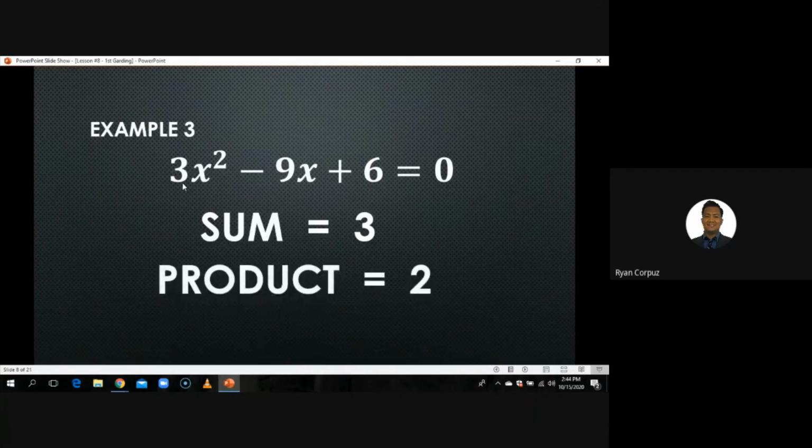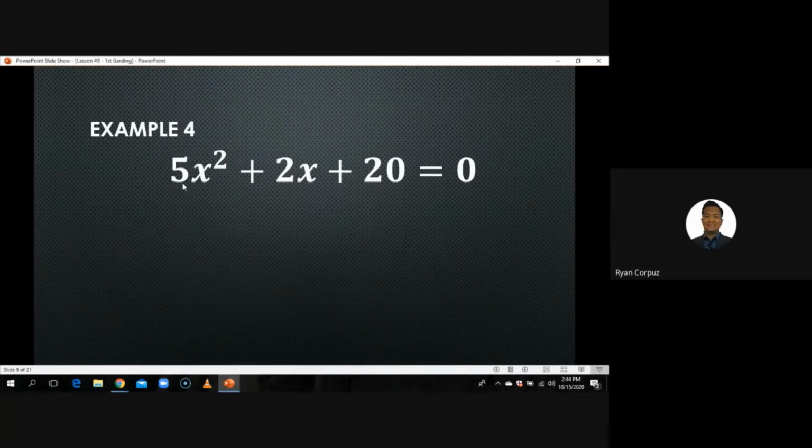So, therefore, the sum is 3 while the product of the roots is 2. So, did you get example number 3? Let's try more examples. Let's have your example number 4. The given is 5x squared plus 2x plus 20 is equal to 0.